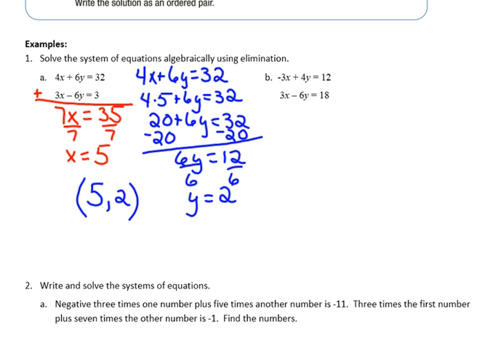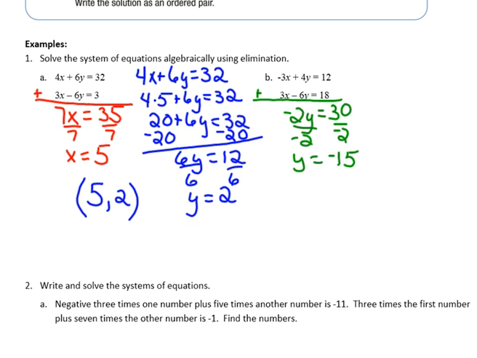Now looking over here at letter B, this time when I look at my equations, I notice that the coefficients of x are the same but opposite signs. So I can add these two together and the x's are going to drop out. Negative 3x plus 3x, those cancel. Positive 4y, negative 6y is going to give me negative 2y, integer rules. 12 plus 18 is going to give me 30. Divide both sides by negative 2, and we get y is negative 15.